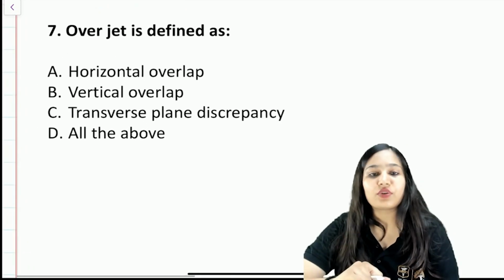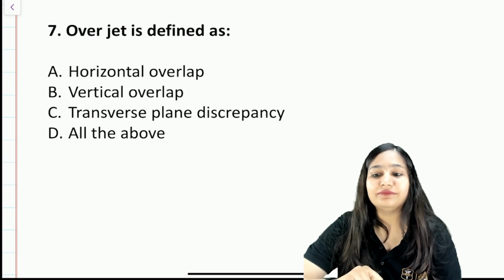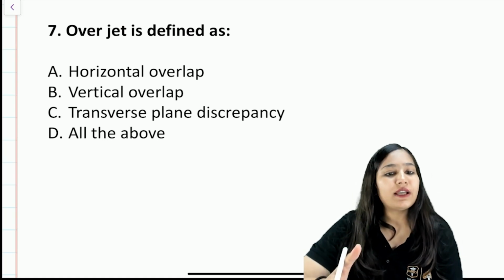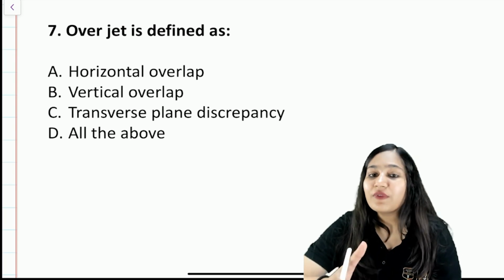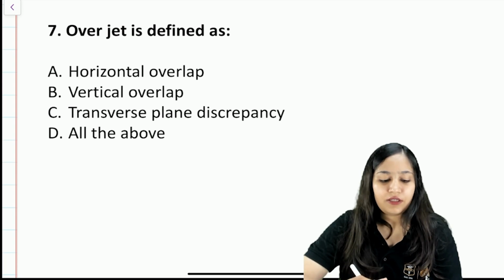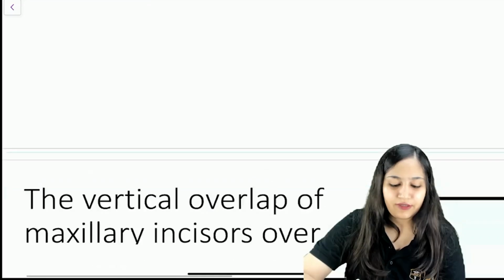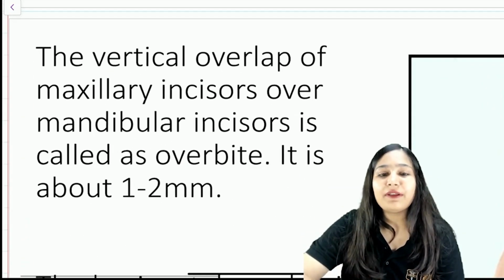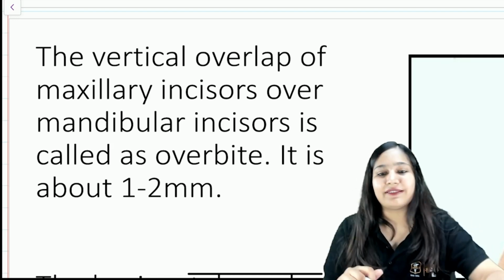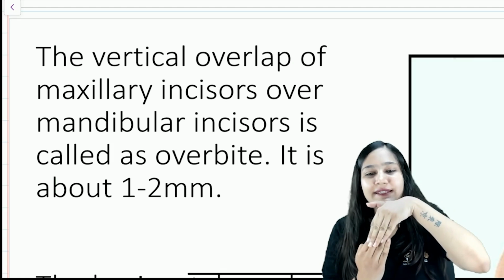Now coming to our next question. Overjet is defined as, is it horizontal overlap? Is it vertical overlap? Is it transverse plane discrepancy? Or all of the above? Now, what is horizontal overlap and what is vertical overlap? Right. Vertical overlap is mainly of maxillary incisors over mandibular incisors.